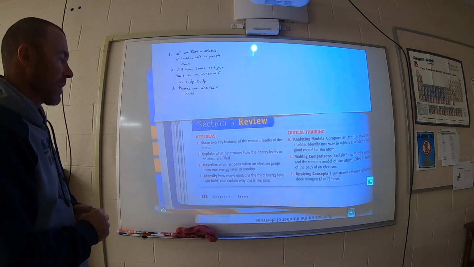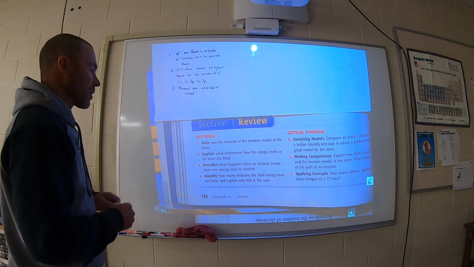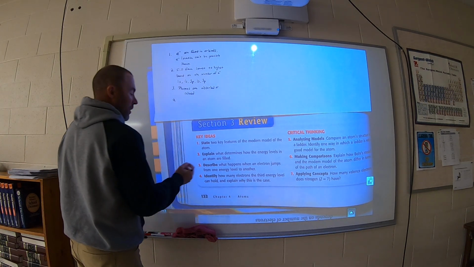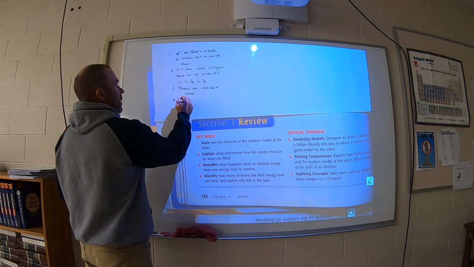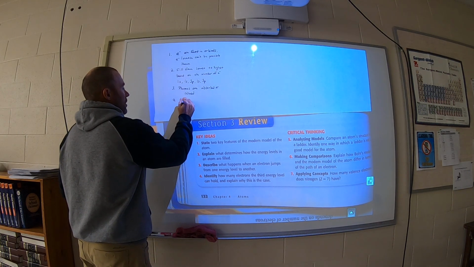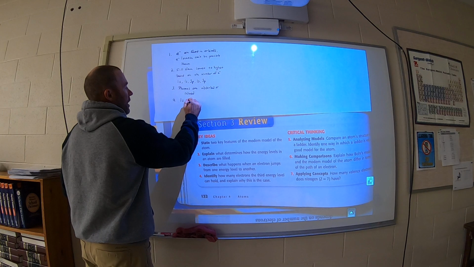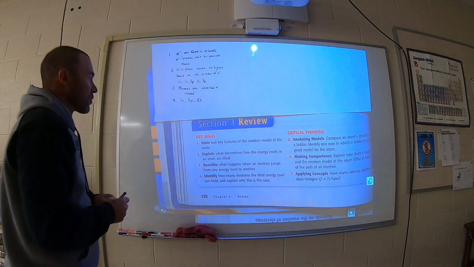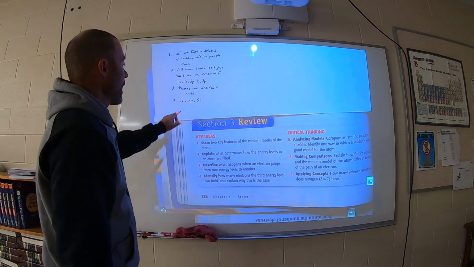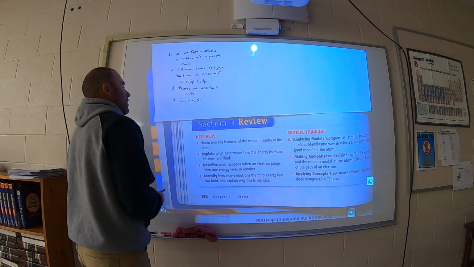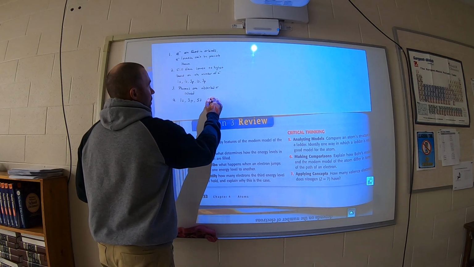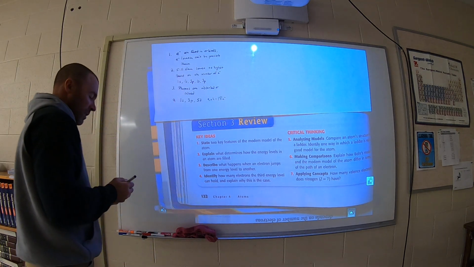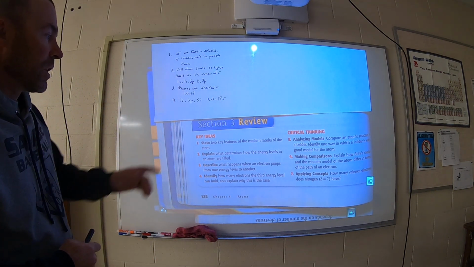Number 4, identify how many electrons the third energy level can hold and explain why this is the case. So the third energy level can hold electrons in the 1s orbital, then it has 3p orbitals and 5d orbitals. Each of those orbitals can hold 2. If you count them, we have 9 orbitals. So 9 times 2 is 18 electrons. That's how many you can hold in the third energy level. We didn't do number 5.